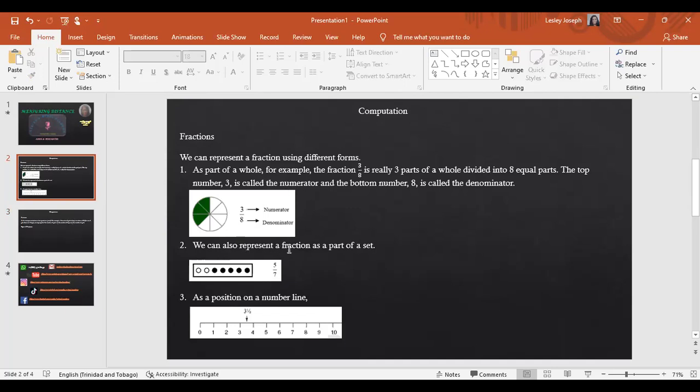A fraction can also be represented as part of a set. Here we have a set of 7 circles, and we have 5 out of 7 circles that are shaded. So we can represent this by saying 5/7. And we can also represent a fraction as a position on the number line.